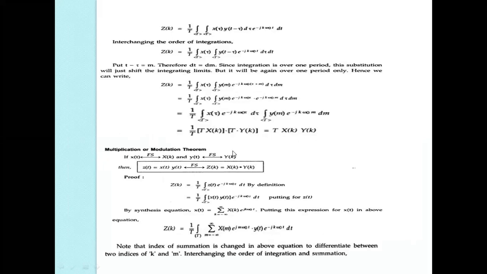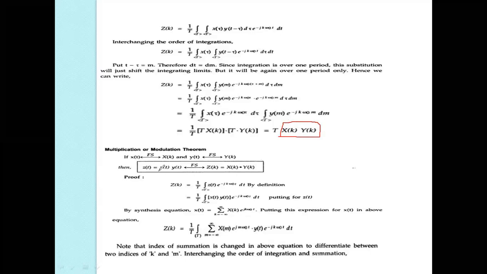And another property is the multiplication property. The multiplication or modulation theorem also. Multiplication or modulation theorem. See, what is a multiplication? Here the multiplication is in the time domain. Previously, we used convolution in time, and the product we get in the frequency domain. You see here, the product X of k and Y of k, both are the product.